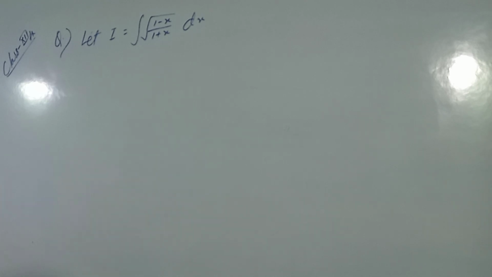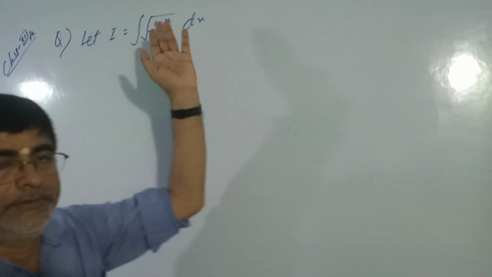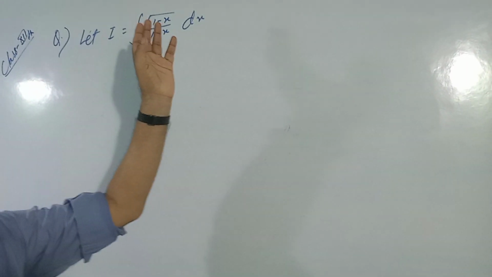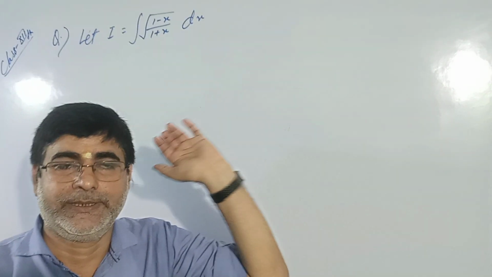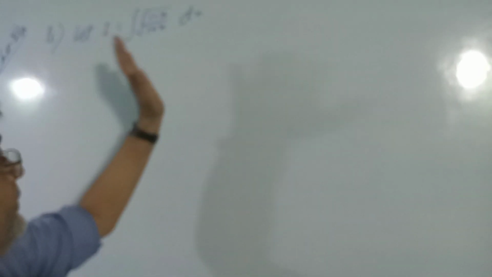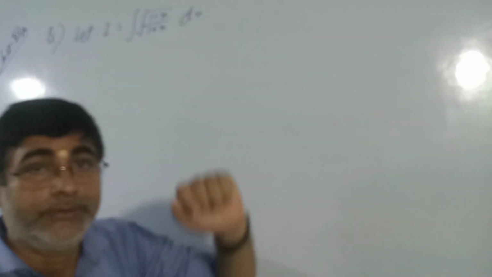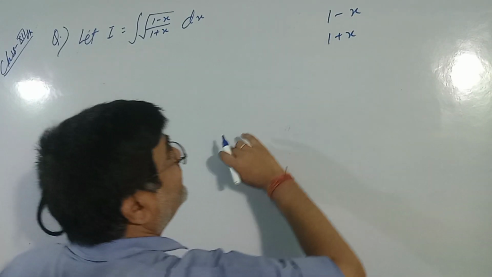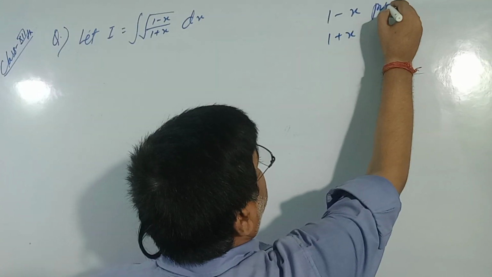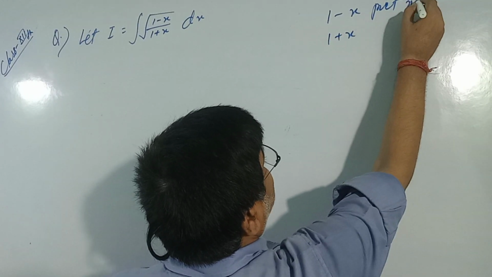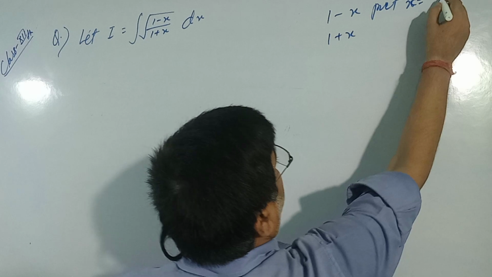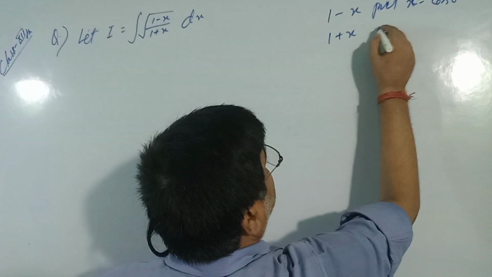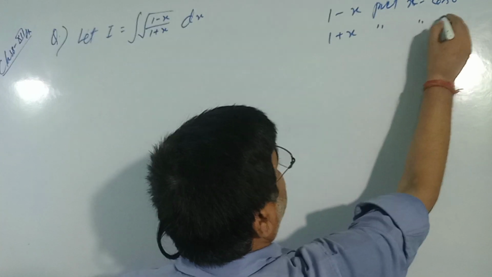Next question, students. Let I equal the integration of the square root of (1 minus x over 1 plus x) dx. Right, students? I know that we have 1 minus x and 1 plus x, then you put x equals cos theta. Right? In this form, put x equals cos theta.